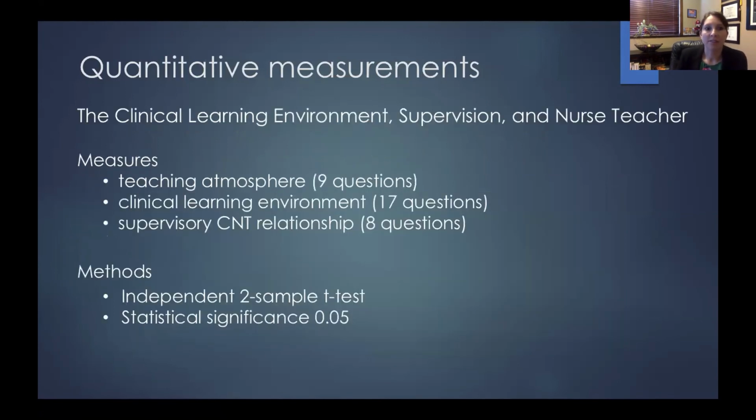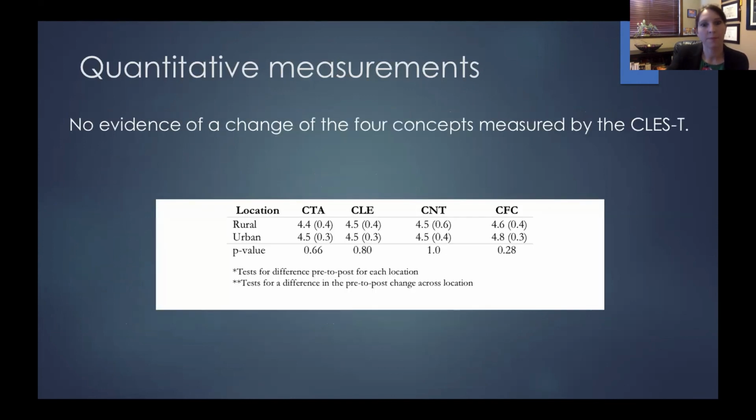The second quantitative measurement utilized was the Clinical Learning Environment, Supervision, and Nurse-Teacher Scale, also known as the CLES+T. This is a 34-question survey that measures teaching atmosphere, clinical learning atmosphere, and supervisory CNT relationship on a 5-point Likert scale. We administered this survey to both clinical groups post-clinical. Comparison across locations using the CLES+T responses was tested with a 2-sample t-test for independent samples. Statistical significance was again tested at the 0.05 level.